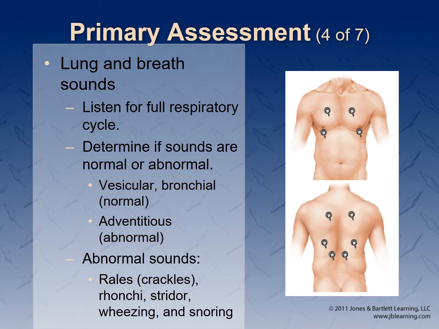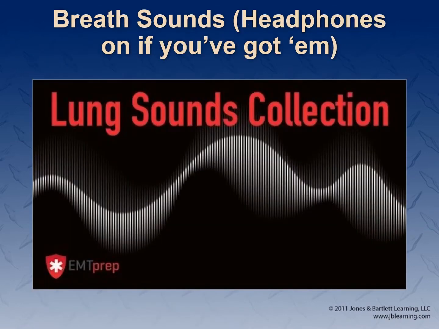And then adventitious just means any abnormal sound. So you can have rales or crackles, rhonchi, stridor, wheezing, or snoring. We'll talk about which ones go with which pathologies as we move through here. All right, so here is the breath sound video for you.